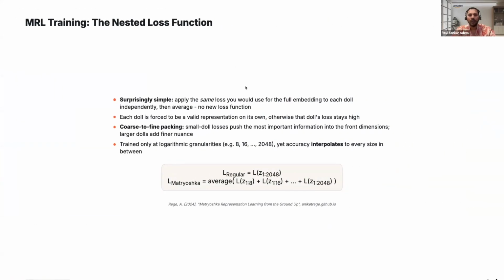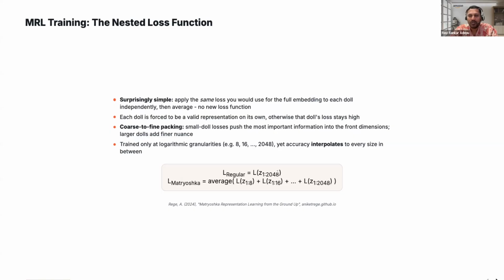So, how do you train this? And the answer is very simple. It's actually barely any change. Normally, you'd compute your loss on the full embeddings, but with MRL, you compute the same loss at each of these nested sizes. Let's say at 8 dimensions, at 16 dimensions, and so on up to 2000 dimensions, and then just average them together. That's it.